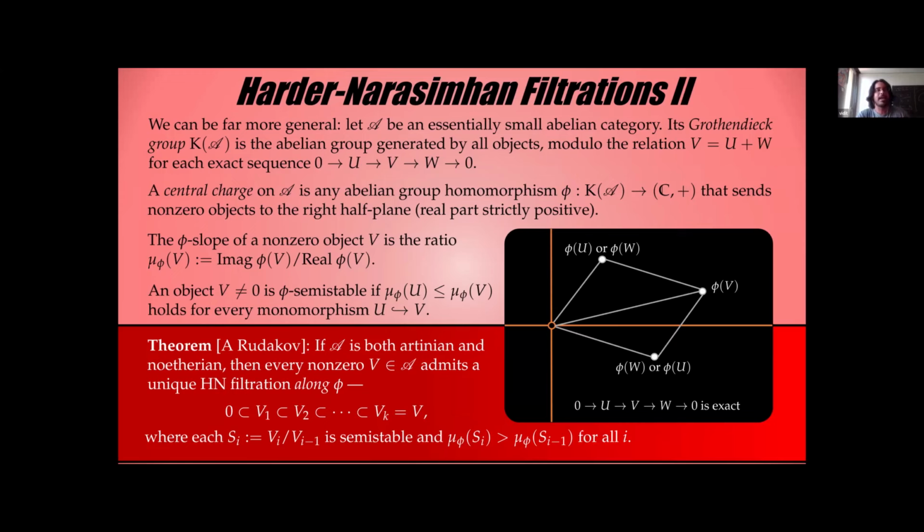Now, you could do this with any category you like, and you could do this with any such central charge. So you have to take a category, think about what its growth and decay group should be, and look at group homomorphisms to the complex plane. And each one of those gives you a new theory of semi-stability.